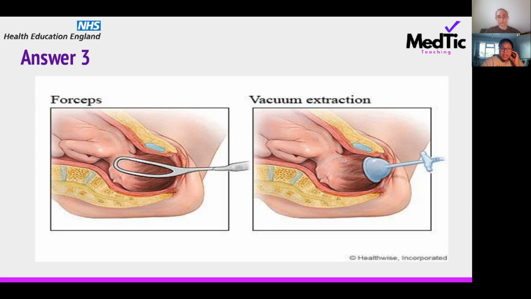Can you see my pointer? Can you see my mouse? No, I don't think so, I've just realized. But you can see from the images.